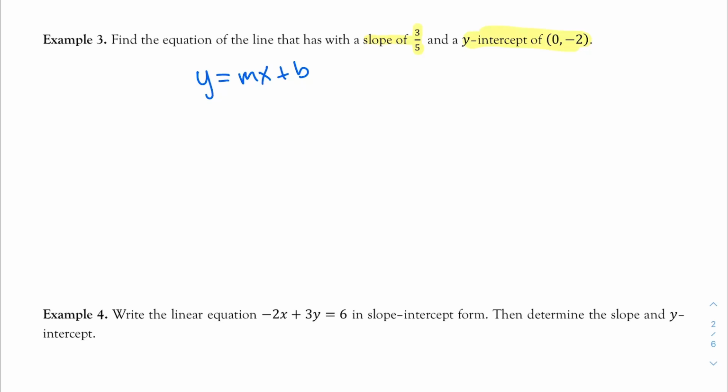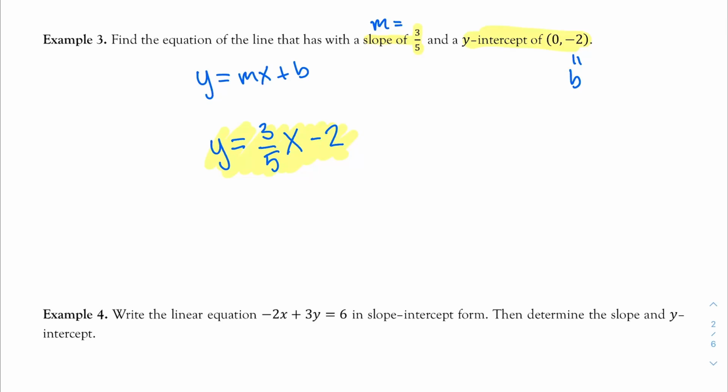Well, if I look at what I've highlighted here, my slope, m, is 3/5. My y-intercept, I have (0, b), or in this case, b is equal to negative 2. So all I have to do is fill in m and b. I can write y is equal to my slope times x, and then plus b. Well, in this case, my b is negative 2, so I have plus negative 2, or just minus 2, giving me my final answer. So we're done with example 3.